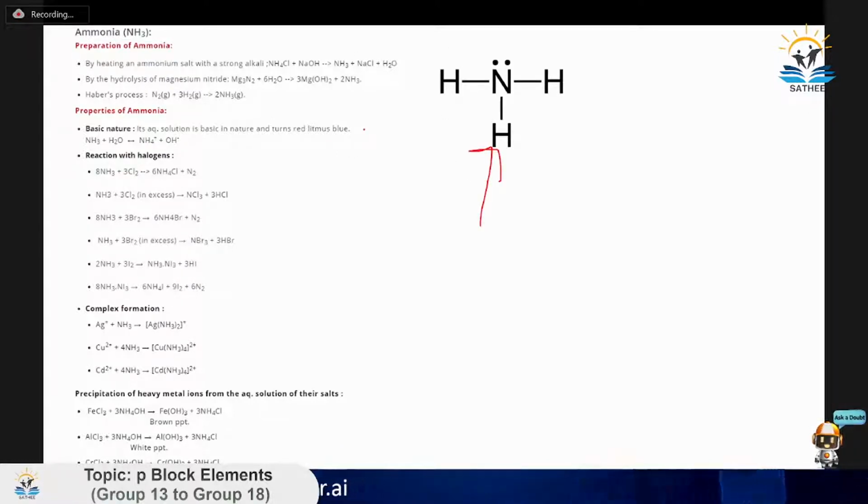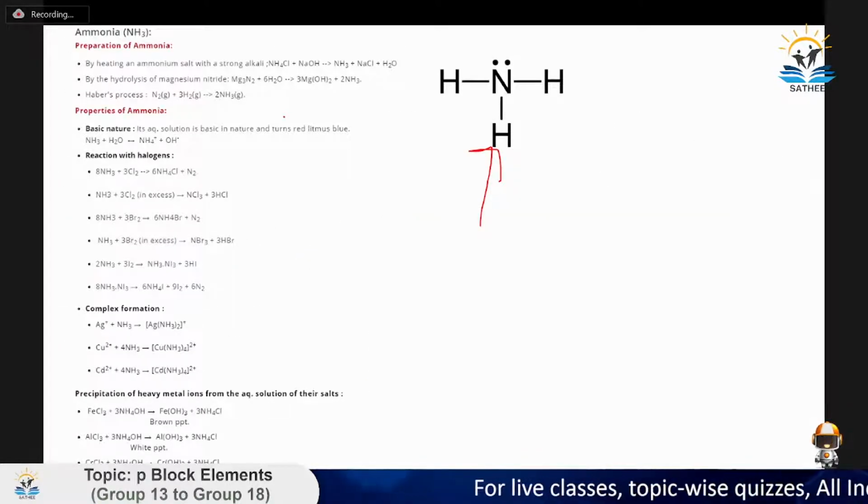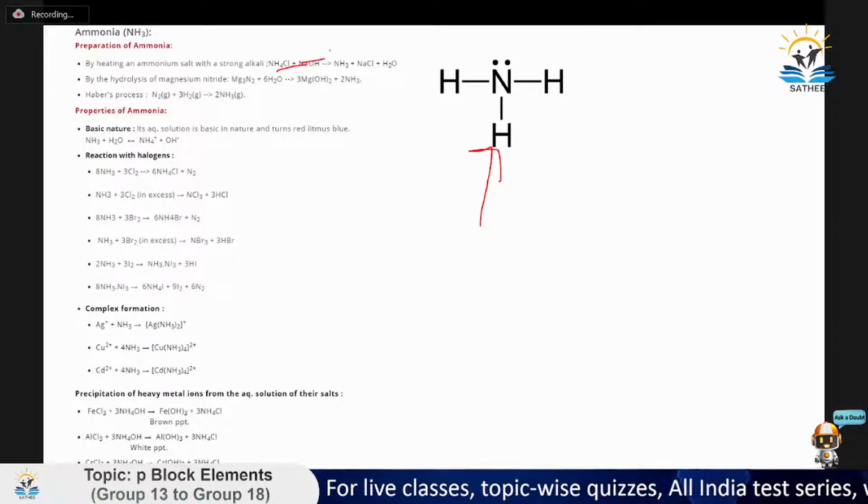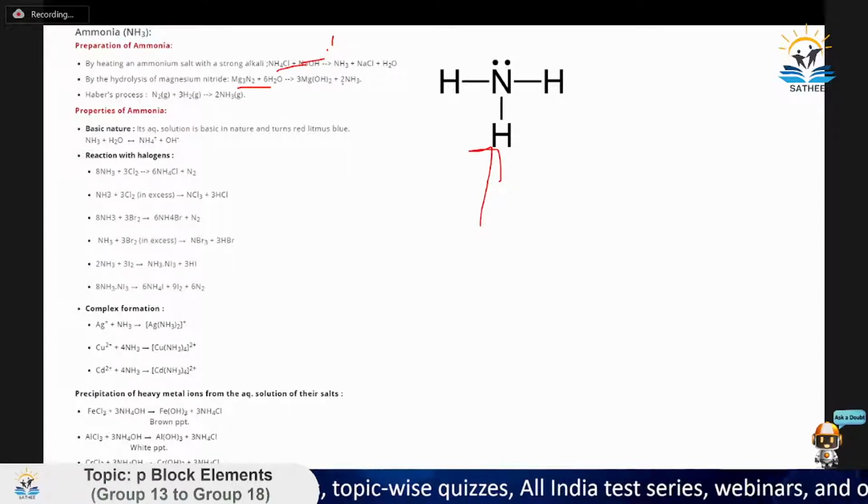Ammonia is a very important compound because we use ammonia for a lot of things, and that is why we have a lot of detail about ammonia. On the next page, you see phosphorus. For ammonia, the preparation is just ammonium chloride with NaOH makes ammonia. Similarly, magnesium nitride, when you hydrolyze it, gives ammonia. And Haber's process is very important because it is a very frequently asked process.